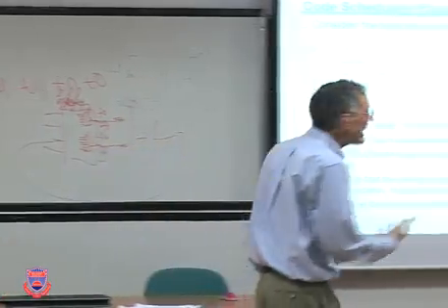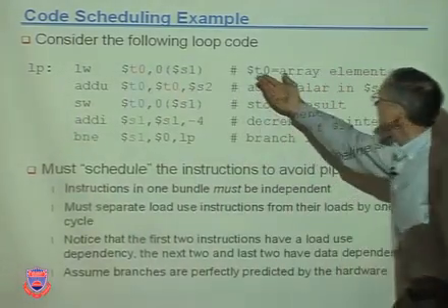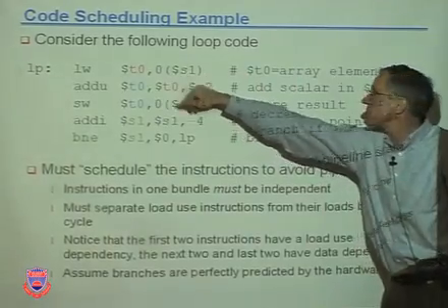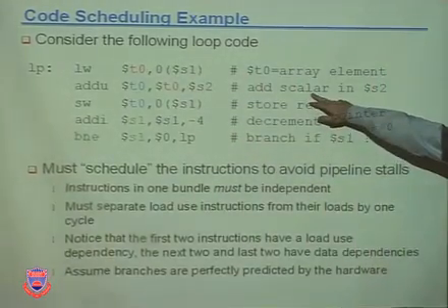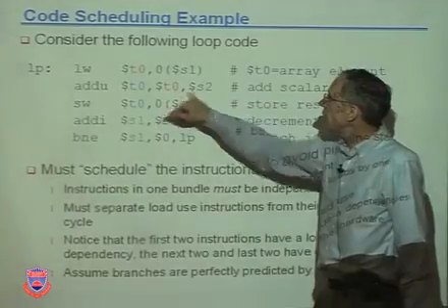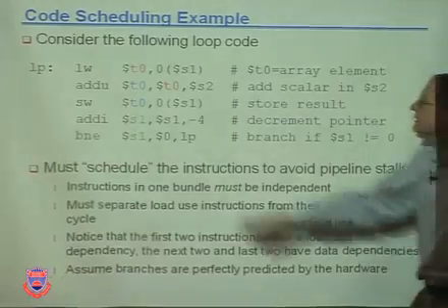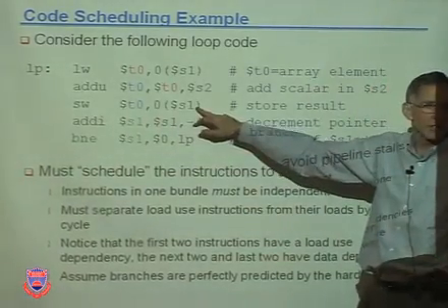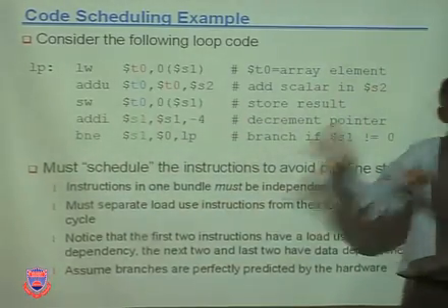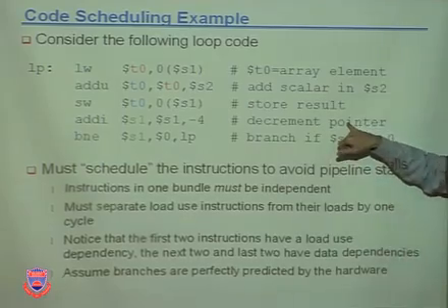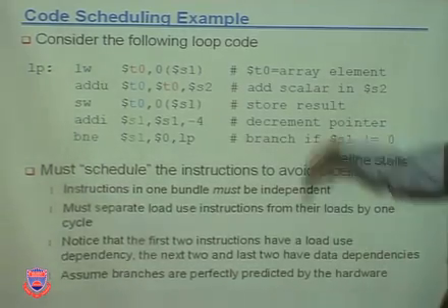Okay? It's an array. T0 is an element in an array. The base of the array is S1. So I add a scalar to the value I got, and the scalar's in S2, and I put it into T0, and then I store it back into the array. So I took something out of the array, worked on it, and put it back. Everybody see that? Then I decrement the pointer, and if I'm not done, go back and do it again.